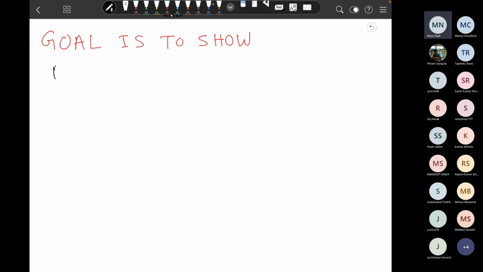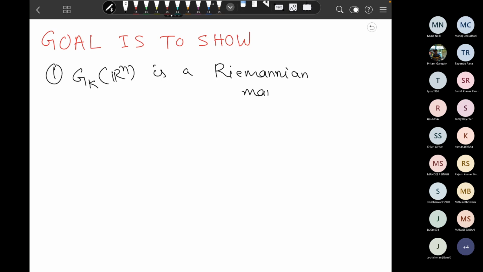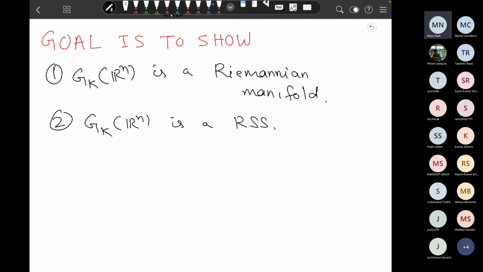So the goal is to show, first thing, G_k(R^n) is a Riemannian manifold. And the second thing is I have to show that G_k(R^n) is an RSS, a Riemannian symmetric space.